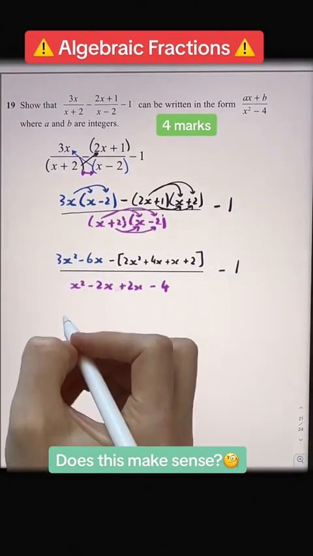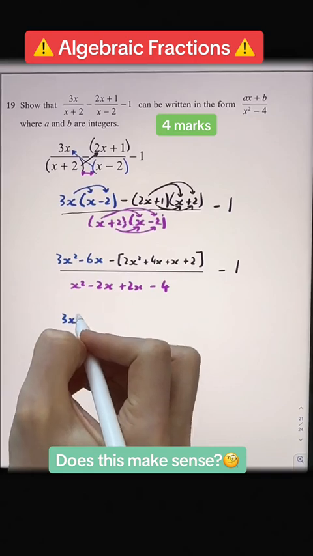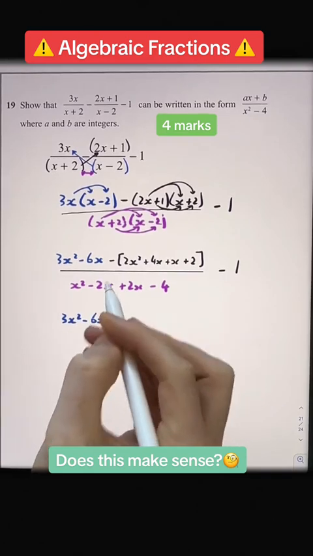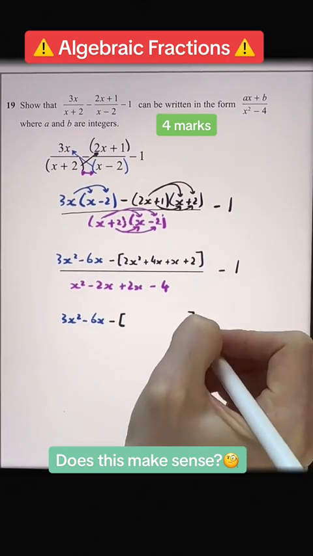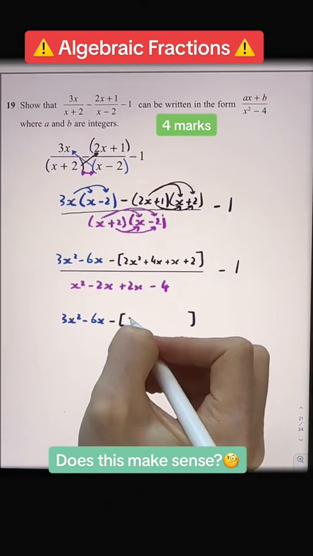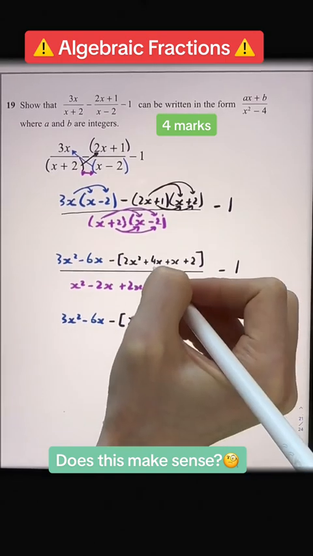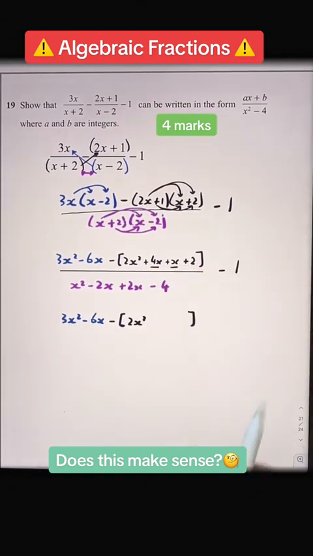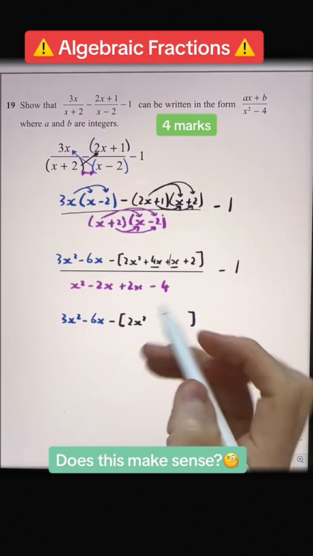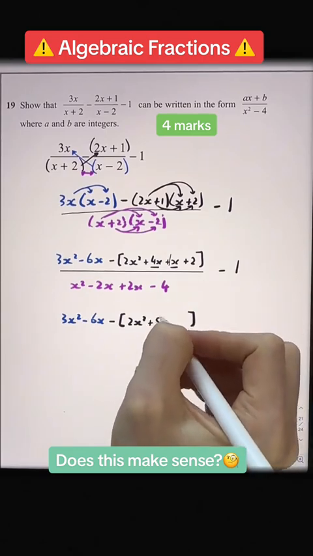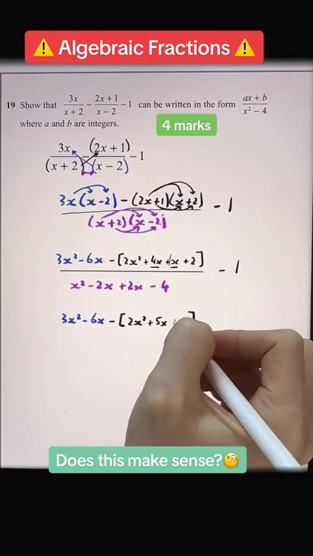On the top, I've still got 3x squared minus 6x. Leave the minus outside for now. Collecting like terms on the inside, I've got 2x squared and no other term ending in x squared. I've got plus 4x plus single x. They're like terms, they both end in single x. If there's no number in front of a letter, the number is 1. So 4x plus x simplifies to give us plus 5x. And I've still got plus 2.